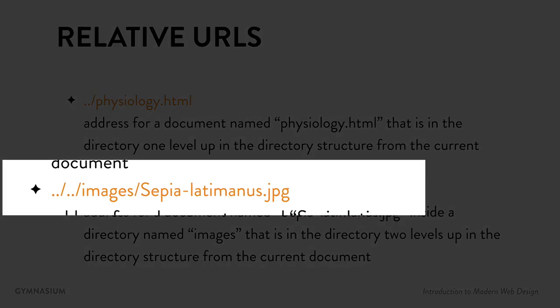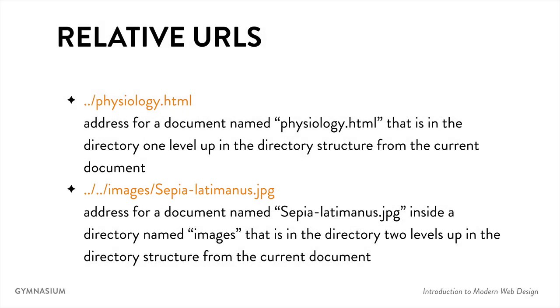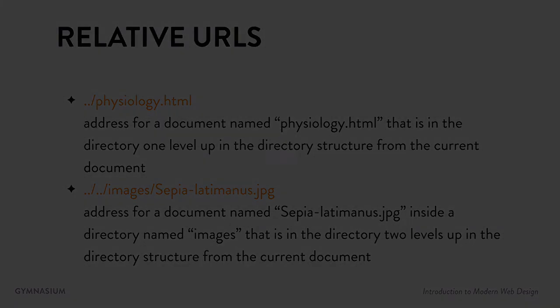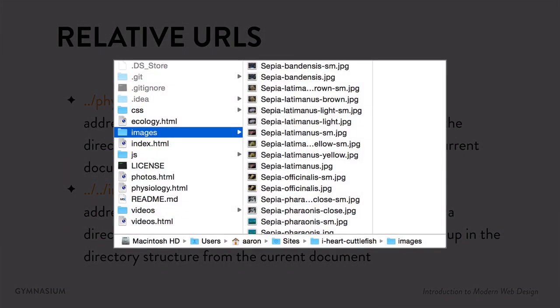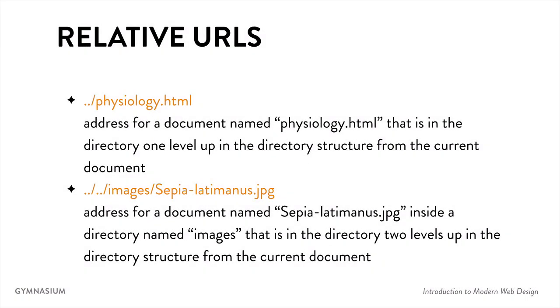Taking it a step further, here we have ../../images/sapialatimanus.jpg. In this case, we're moving up 2 levels in the directory structure and then moving down a level into the images folder and then to the file. So in terms of our file system, we might be inside of a folder within the videos folder. So we want to move back up to the videos folder, and then we want to move out to the outer folder and then into the images folder and then to the actual image that we're looking for within that folder. Relative URLs, when you start using ../ and so on and so forth, can get a little confusing, which is why we have absolute URLs.